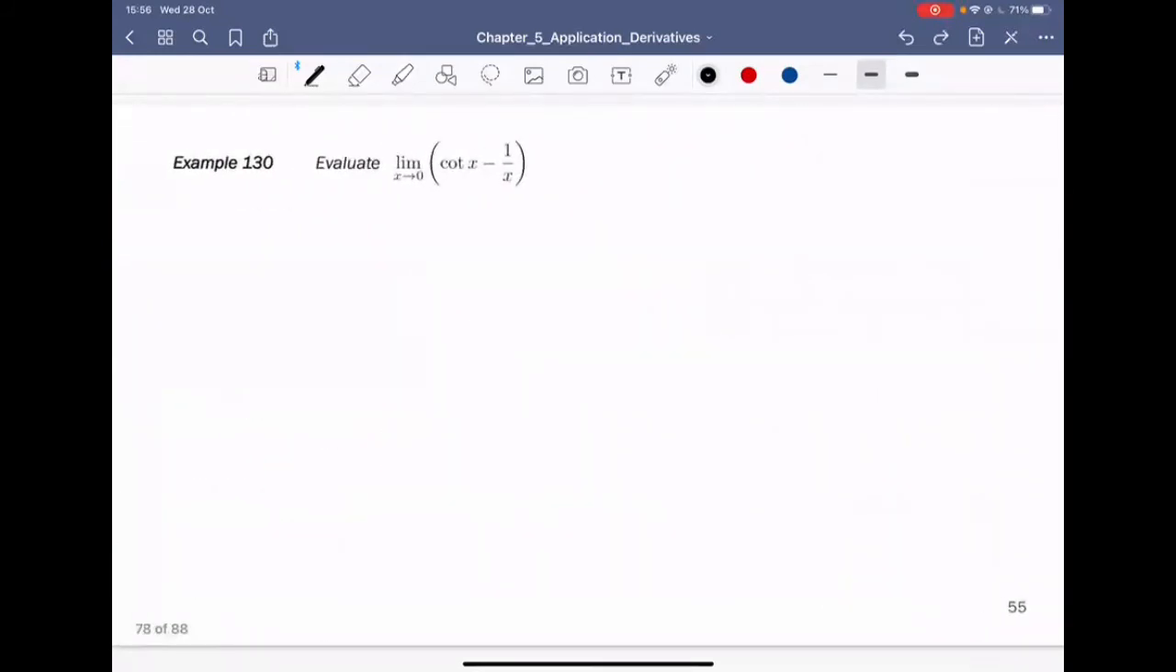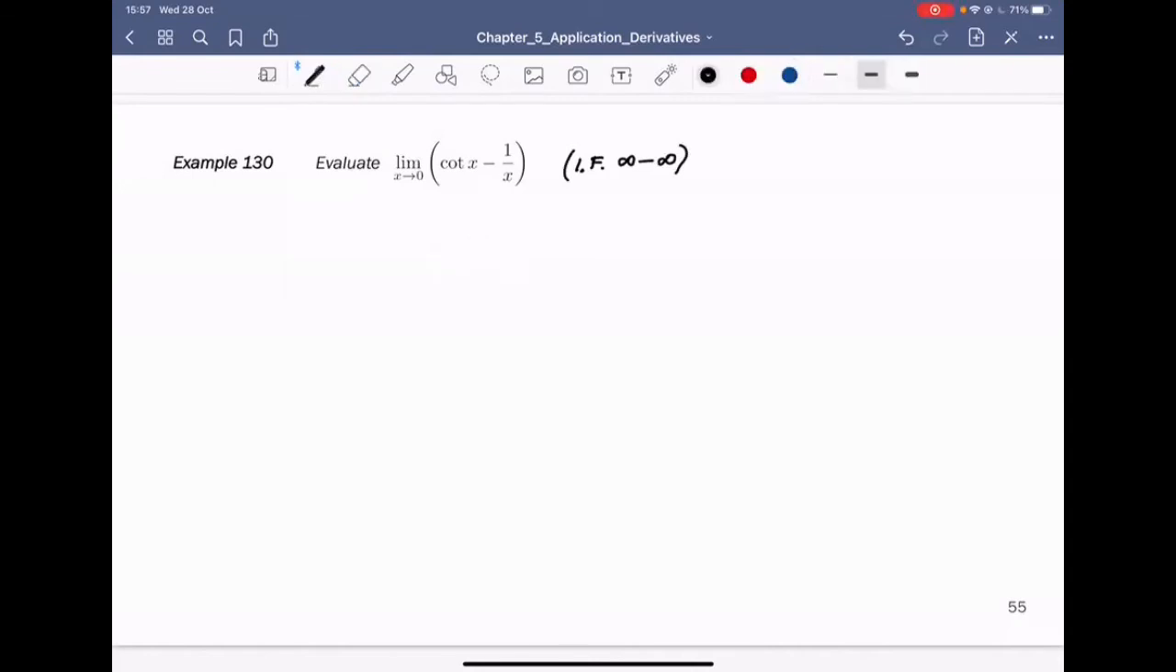All right, example 130. Let's do this one together. So we have the limit of cotan x minus 1 over x. We need to use the technique that, well, you can see that cot 0 is infinity. And then 1 over x, if you plug in 0, this is infinity. So this is actually an indeterminate form, infinity minus infinity. All right, that is good.